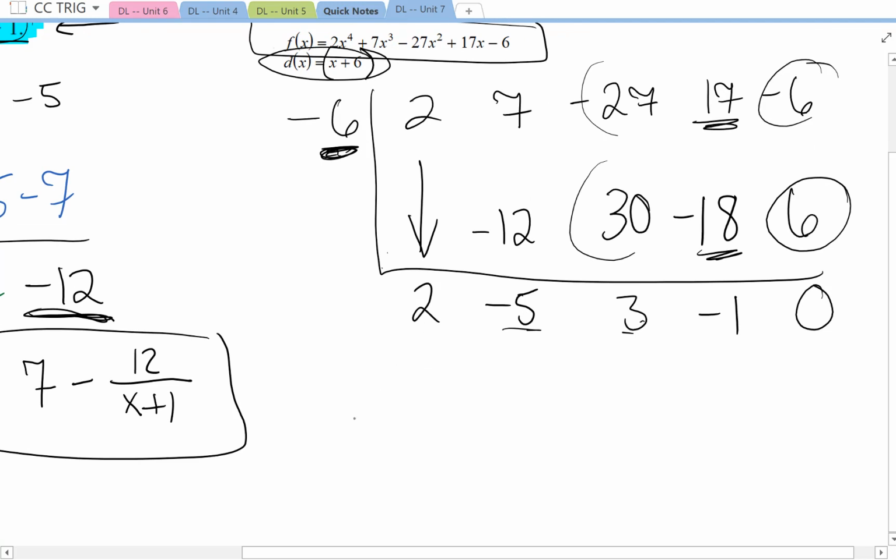Okay, what is the answer after you've divided out the factor x plus 6? Well, the original degree was 4, so the answer degree will be 1 less than that: 2x cubed minus 5x squared plus 3x minus 1, and as you can see, 0, no remainder. Awesome.